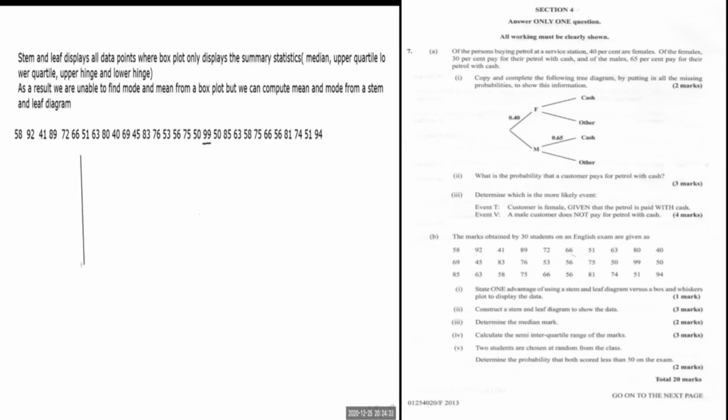So let's construct our stem and leaf diagram. So this is the stem. All right. Over here will be the stem. And over here will be the leaf. All right. And of course, we'll put our key later down.